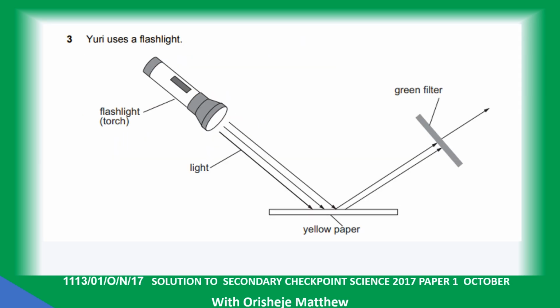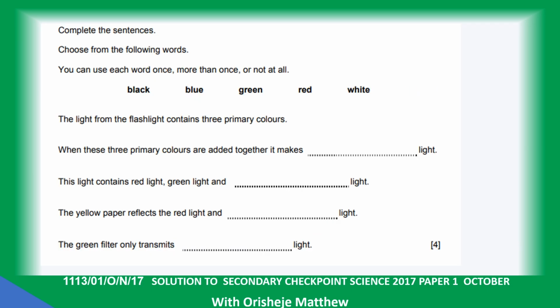Yossi uses flashlight. Complete the sentence. Choose from the words given. When these three primary colors are added together, it makes white light. This light contains red light, green light, and blue light.